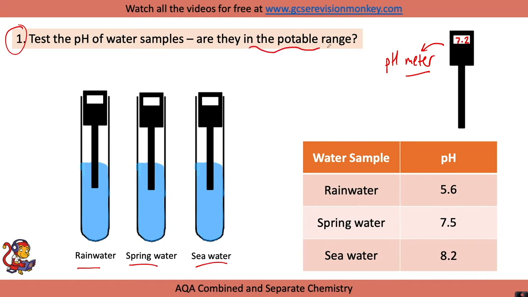Now, are they in the potable range is the question that we're looking at. Are these safe to drink? Well, the potable range is between pH 6.5 and 8.5. So you can see here that the spring water and the seawater in these examples are within that pH range, so they could be potable, but the rainwater is too acidic. Okay, it falls below that pH range, so it is not considered to be safe to drink. But we don't yet know if it's potable or not, because it also has to have a low enough amount of dissolved salts and, of course, a low enough amount of microbes.